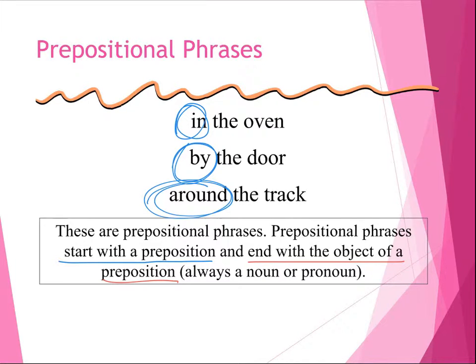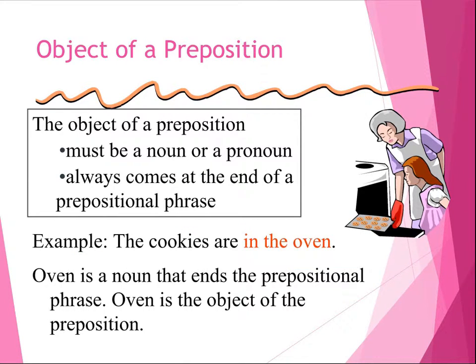Well, that can be a little confusing. So you just need to remember that the object of the preposition is always a noun or a pronoun, a person, place, or thing. The object of the preposition, always a noun or a pronoun, is also always going to come at the end of the prepositional phrase. Look at our example.